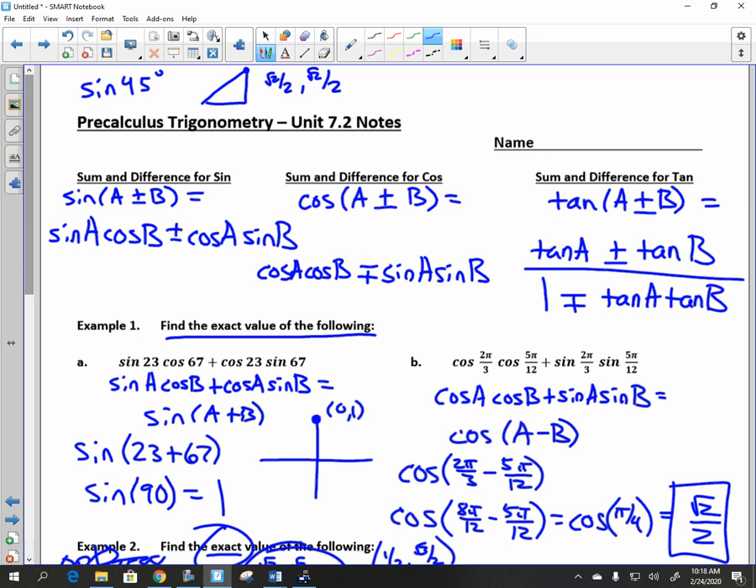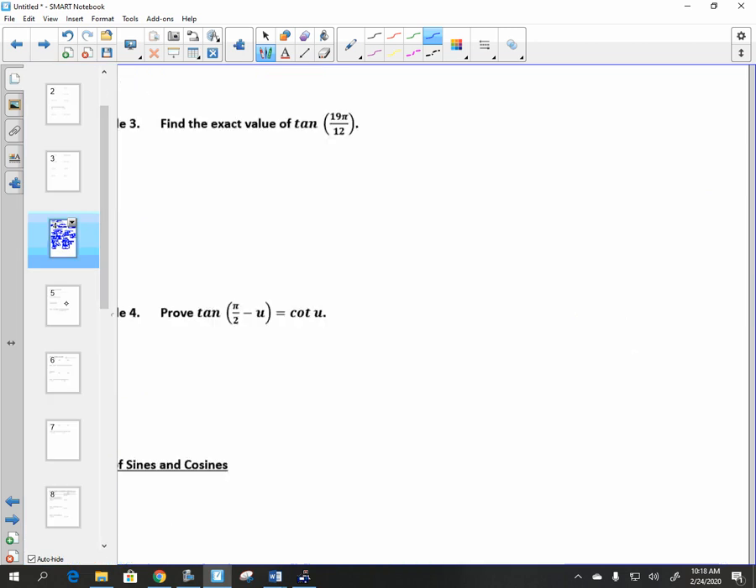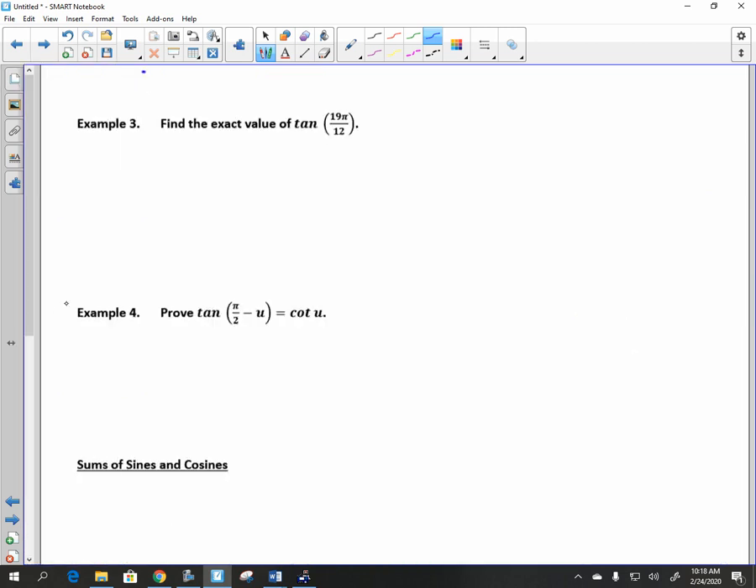Okay, flip it over. We got these two problems. Find the exact value of tangent of 19 pi over 12. What are we going to do first? Convert it. 19 pi over 12 times 180 divided by pi. Pi's cancel. And 19 times 180 divided by 12, everybody knows is 285 degrees. Good job.